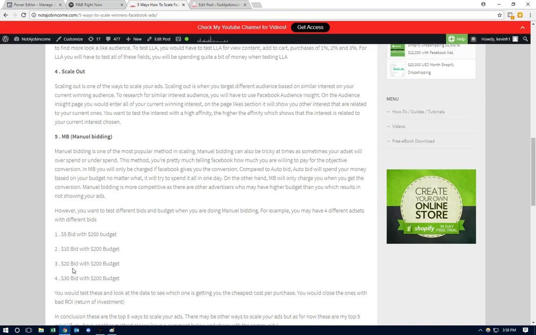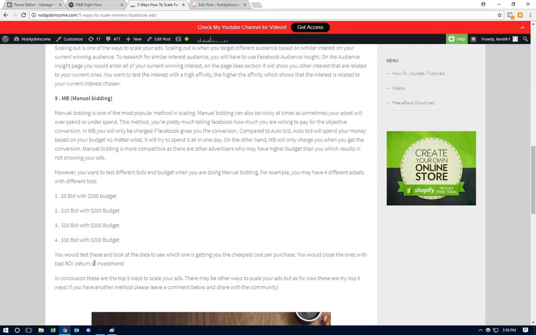The max bid, I wouldn't do a max bid because sometimes you might get more sales with a higher bid and pay less. So you want to test different bids and different budgets and let that run for 1 to 3 days. And of course, the first few days you might spend a lot of money and get no results, but you let that run and look at the data to see which bid is getting you the best results when manual bidding. And pretty much that's the top 5 ways that I use to scale my ads.